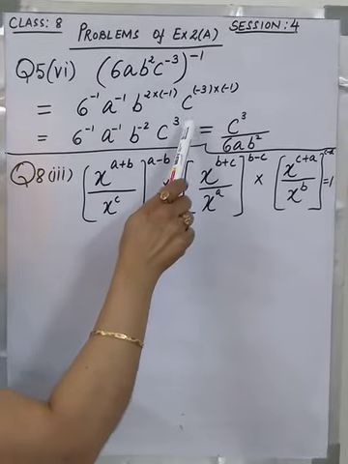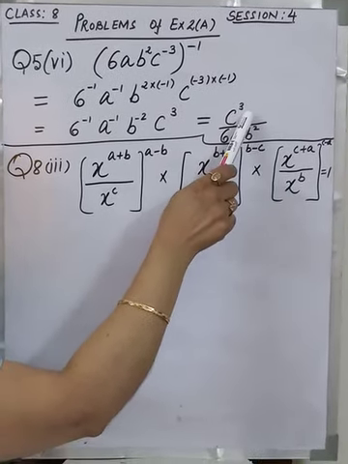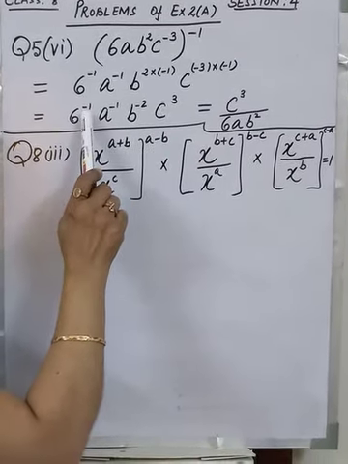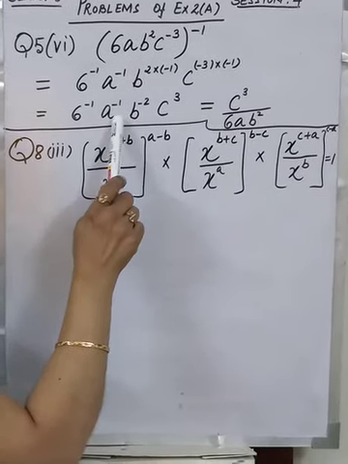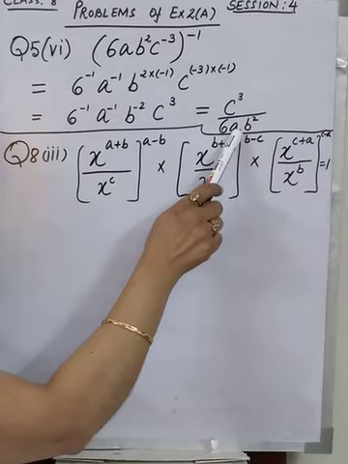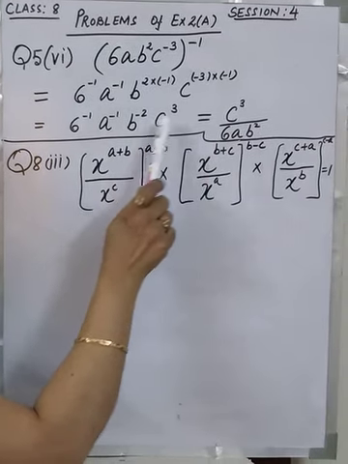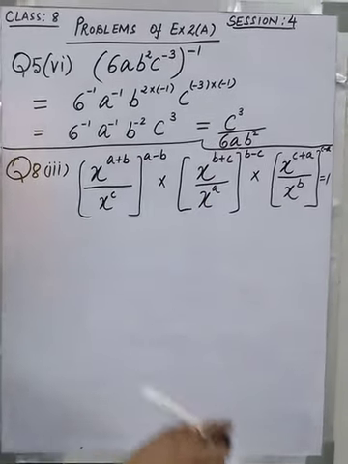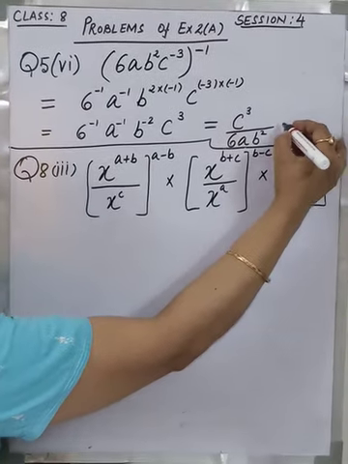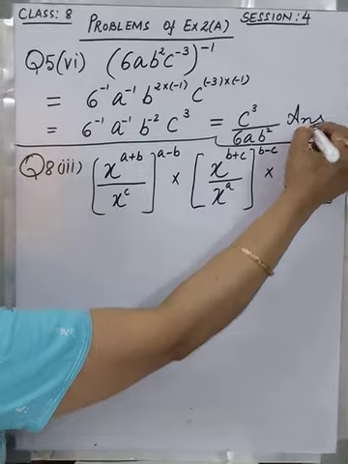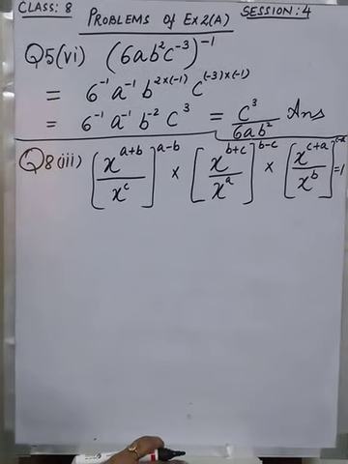So we write c cube has a positive power, so c cube will be the numerator. 6 to the power minus 1 will come 1 by 6. A to the power minus 1 will come, it takes the term in the denominator. Similarly, b to the power minus 2 will come in the denominator. So what is the expression? C cube upon 6ab square. This is the answer for question number 5, 6 marks.